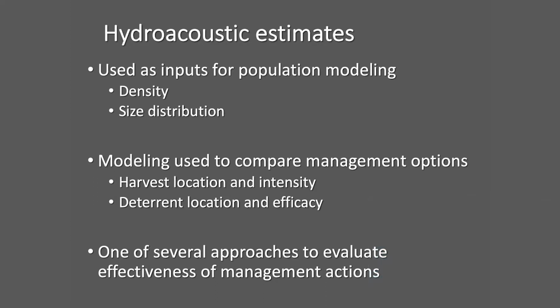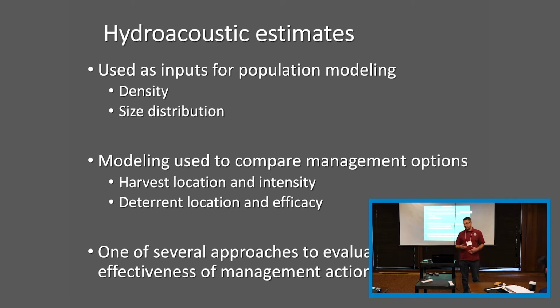But the reason the modeling is important is so we can compare management options before going out there. We can compare things like where should we harvest and how much intensity is required. Where could we possibly put deterrent technology or use other operations like gate manipulation to slow these fish down? Where would that best be located? And what's the required efficiency or efficacy that we would need in terms of actually seeing some population responses? So this is just one part of several approaches that we really need to evaluate effectiveness of these management actions.